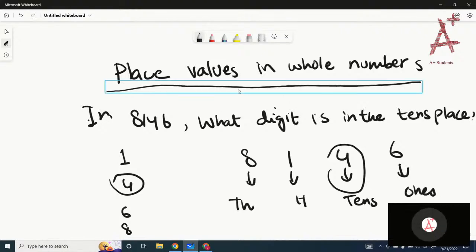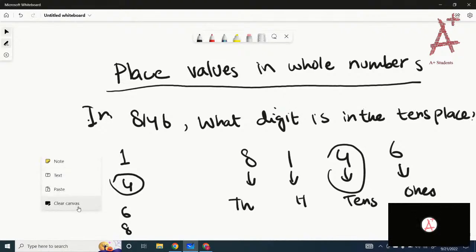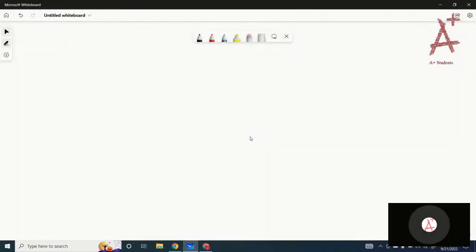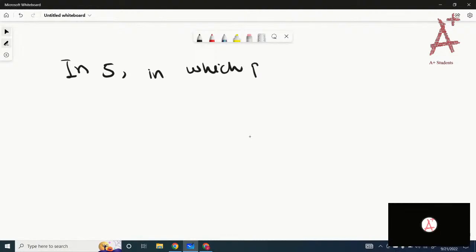Okay, the next one is: you are given 5, in which place is the 5?